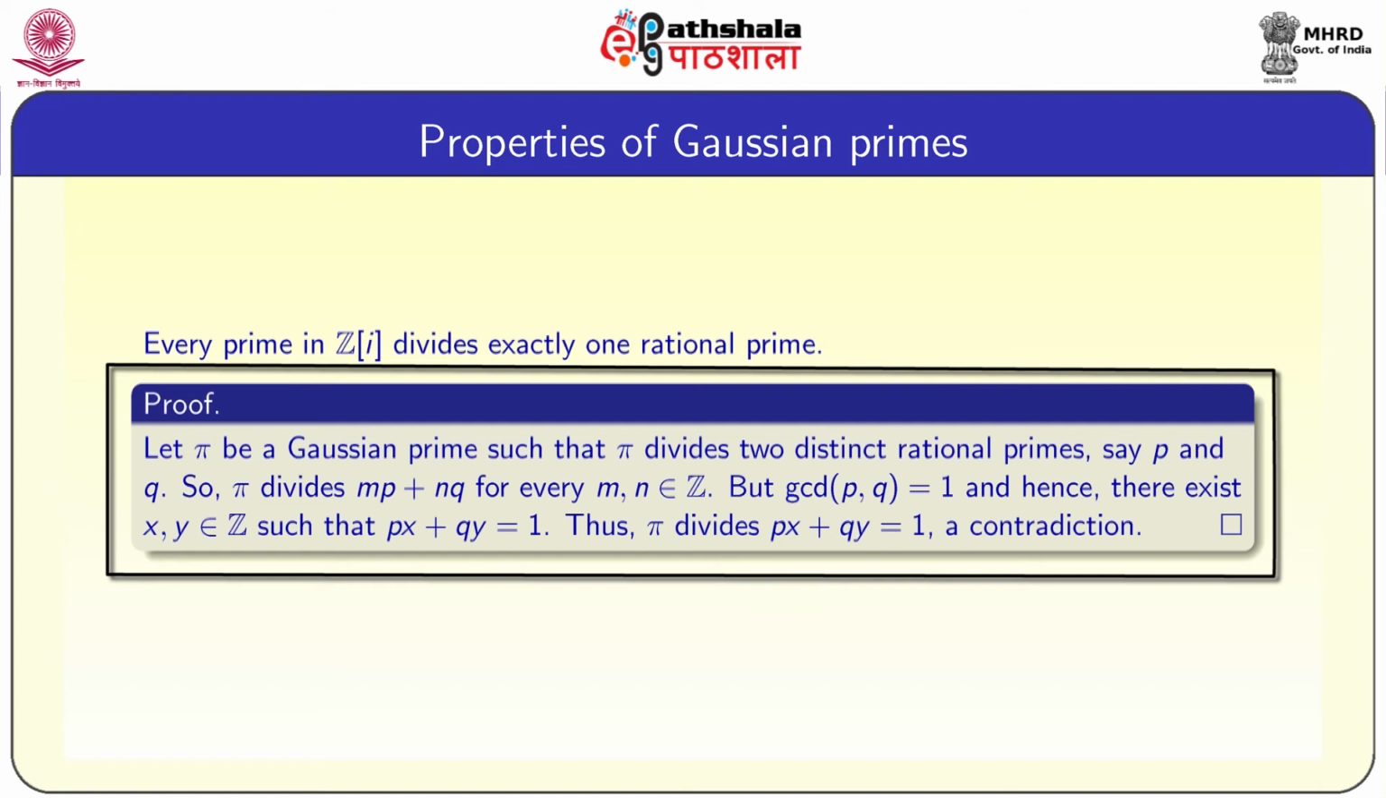p and q. So, π divides mp + nq for every m, n belonging to Z, but gcd(p, q) = 1, hence there exist x, y belonging to Z such that px + qy = 1. This is from Bézout's identity. Thus, π divides px + qy, which is equal to 1, a contradiction. So, we proved that π divides exactly one prime.